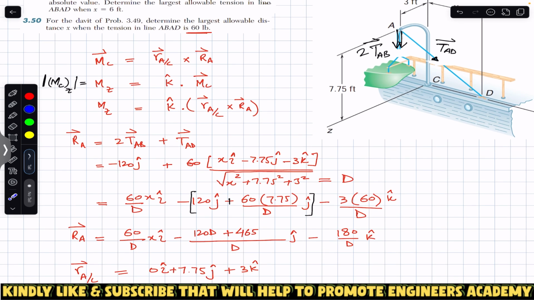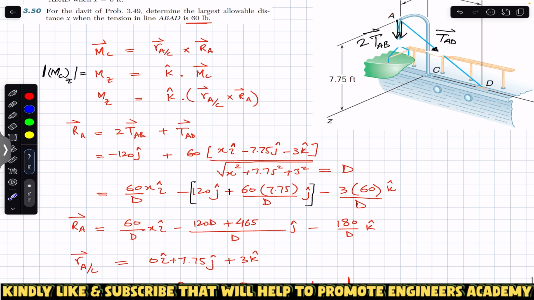Now we need to find this in terms of i, j and k, and we need to find RA in terms of i, j and k. We know RA is the vector sum of these three forces, so 2 TAB plus TAD. Now TAB is 60 times the unit vector from A to B, and the unit vector from A to B is the unit vector along the negative y. Since the magnitude of the tension in this whole cable is 60, TAB is 60 along negative j, so minus 60j. Since we want 2 TAB, 2 times minus 60 is minus 120, so 2 TAB is minus 120j.